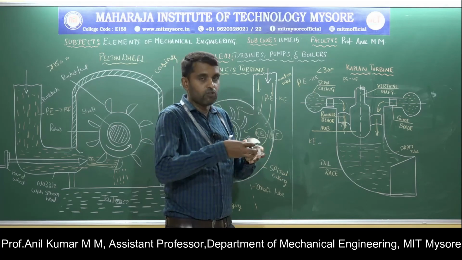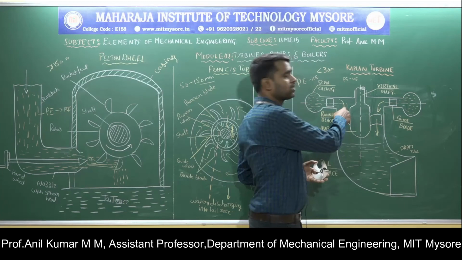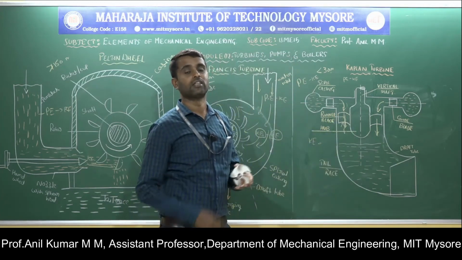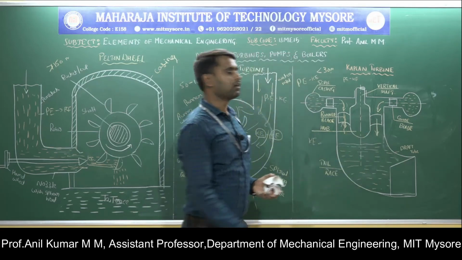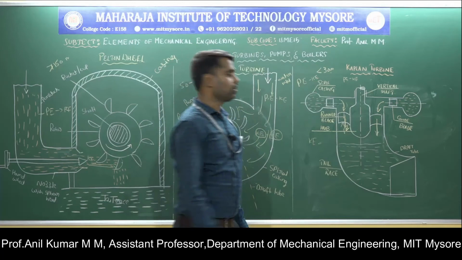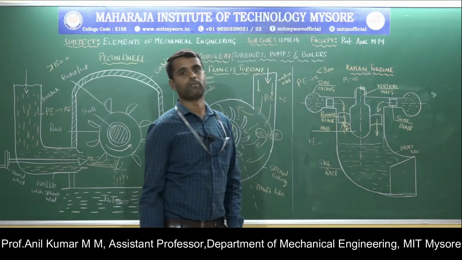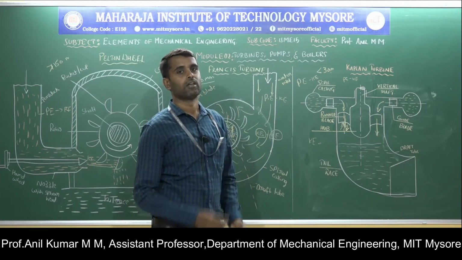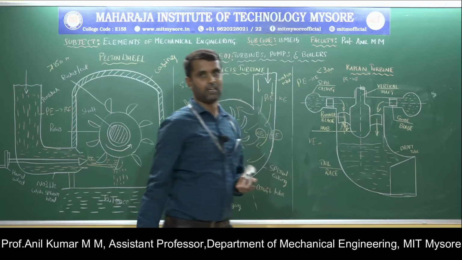At that time the impulsive force is acting on the runner blades, and the remaining part of the potential energy gets converted into kinetic energy. This kinetic energy sets the runner to rotate, and then the water leaves the runner blades. When the water leaves the runner blades, a backward reactive force is developed on the runner. That reactive force also sets the runner to rotate.